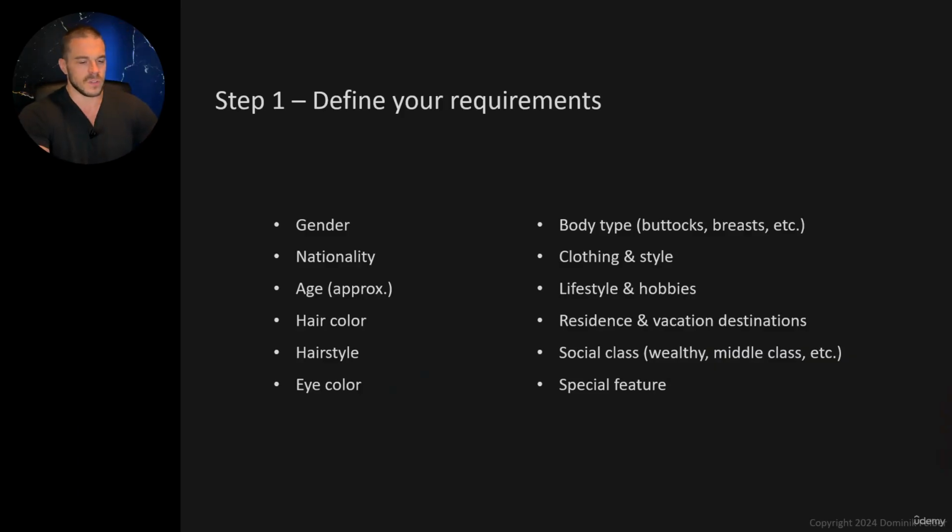So, as you see, there are quite obvious aspects like hair, hairstyle, gender, nationality, body type, and so on. But as you see, there are also aspects like residence, social class, special features. There could be tattoos or piercings, and so on. And in my opinion, these are the most important aspects you should define from the beginning.